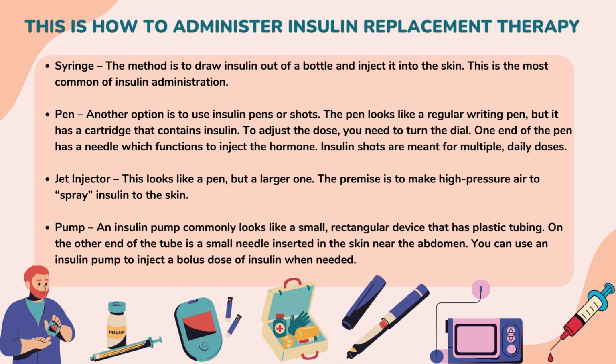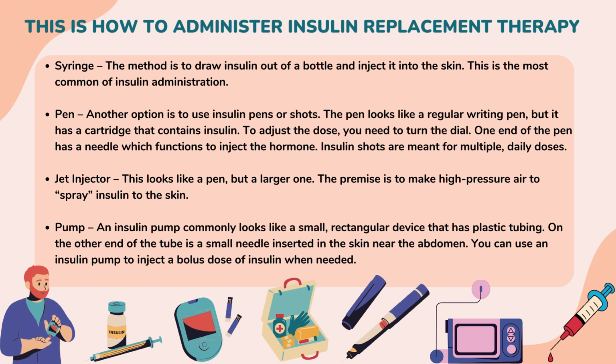For syringe, the method is to draw insulin out of a bottle and inject it into the skin. This is the most common way of insulin administration. For pen, another option is to use insulin pens or shots. The pen looks like a regular writing pen, but it has a cartridge that contains insulin. To adjust the dose, you need to turn the dial. One end of the pen has a needle which functions to inject the hormone. Insulin shots are meant for multiple daily doses.